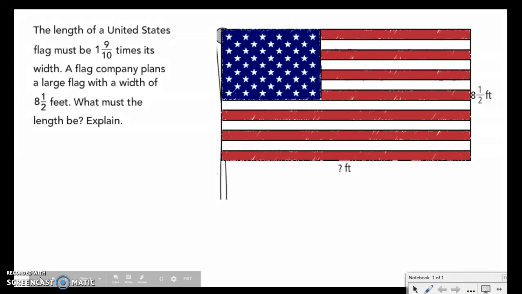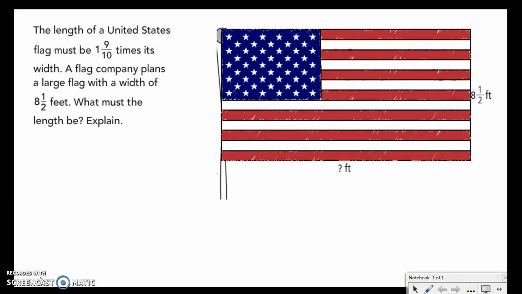So in this unit we've been talking about how to multiply different types of fractions. Sometimes we're going to have two fractions, sometimes we'll have a whole number times a fraction, and other times we'll have two mixed numbers multiplied times each other. In this situation, the length of the United States flag must be 1 9/10 times the width. A flag company plans a large flag with a width of 8.5 feet. What must the length be?